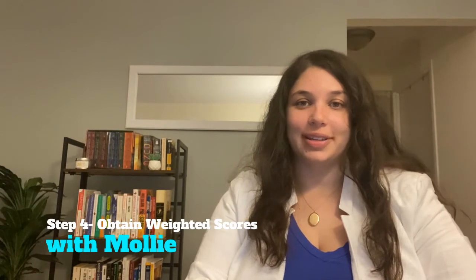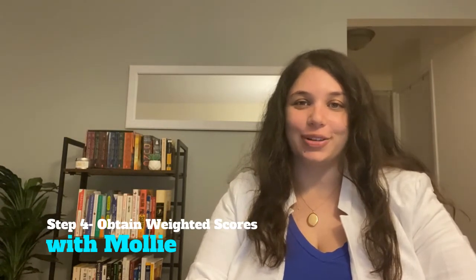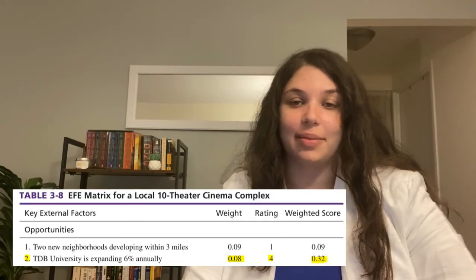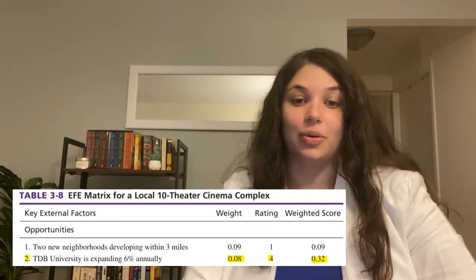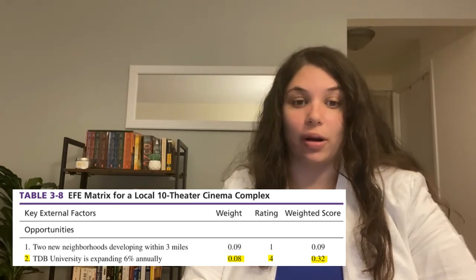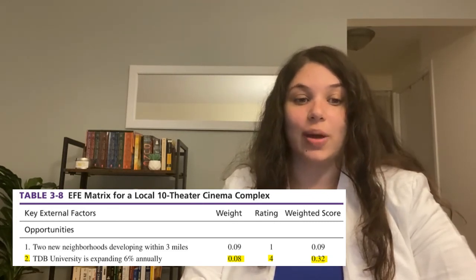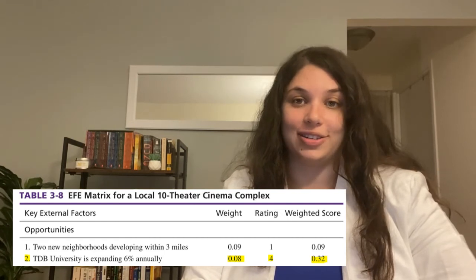Thank you, guys. Step 4 is the shortest step. Obtain your weighted scores. Along each row in an EFE matrix, you multiply the factor's weight by its rating to figure out the weighted score for every factor. Using our local 10-theater cinema complex example, you can see in opportunity number 2 that 0.08 weight times 4, the rating, equals the weighted score of 0.32.